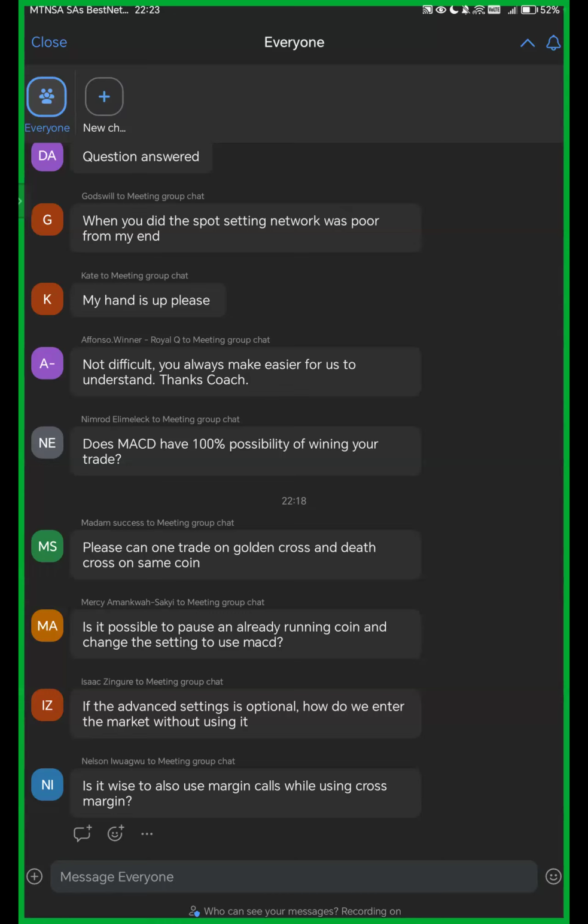We do have different discoveries when it comes to Royal, especially futures trading. So when I'm trading in cross margin, I don't use margin calls. That is me. I'm not saying that you should do the same. Go and experience it, then come and tell us here. Nelson, is that clear? I would rather keep the money in my wallet so that I cover my trade when the price goes against me.